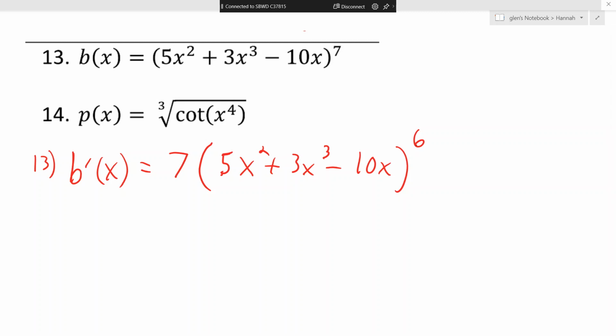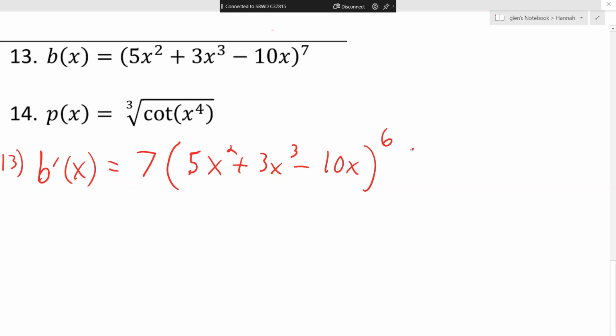Also, if you don't want to do the chain rule, you do have the option of multiplying this thing out 7 times and just doing power rule. Yeah, that'd be fun. Don't do that. And we're going to multiply that by the derivative of the inside.